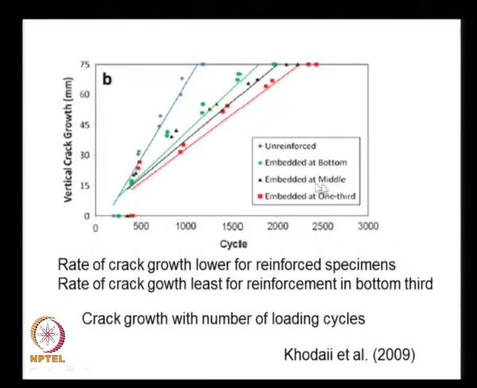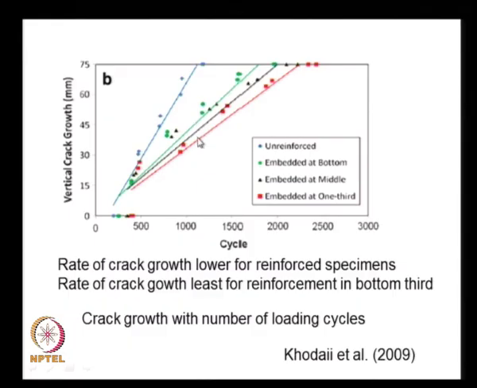And this is how the data looks. On the x axis we have the number of cycles, and on the y axis we have the vertical crack growth. When there is no reinforcement, the crack propagates immediately, whereas with the reinforcement at different levels, the crack propagates at a slower rate.